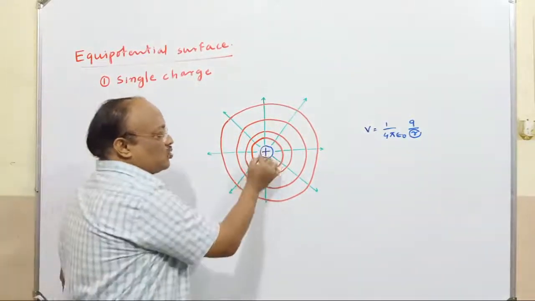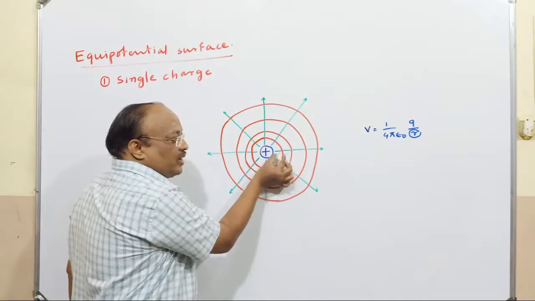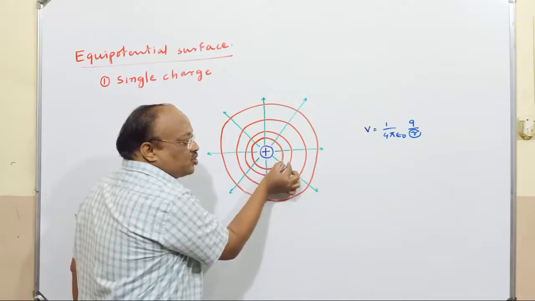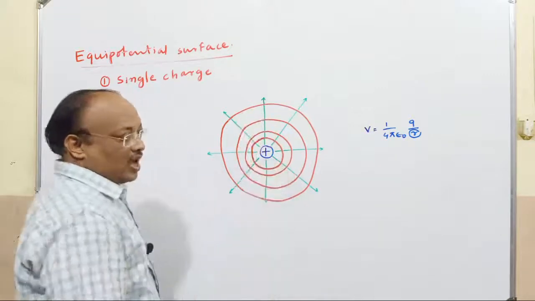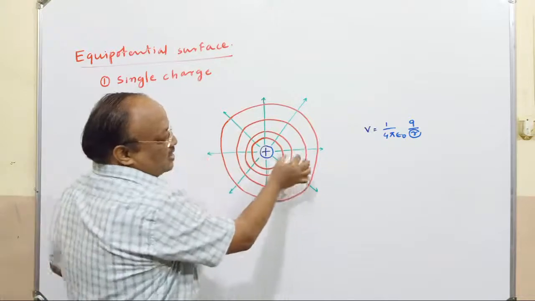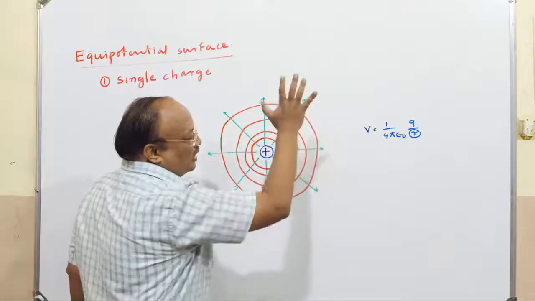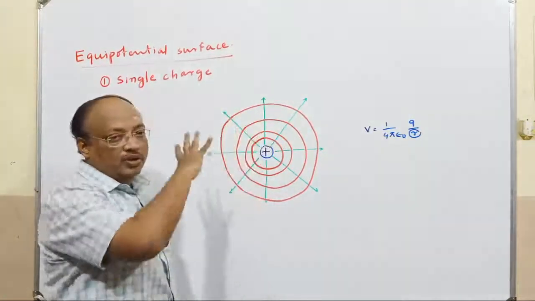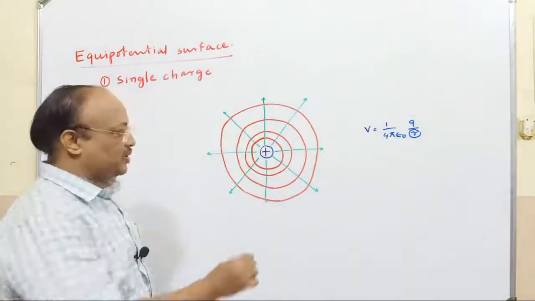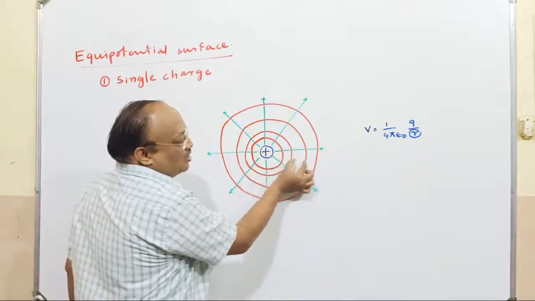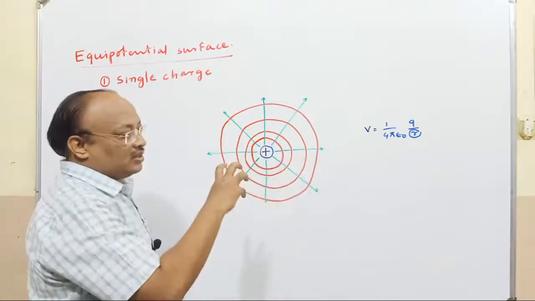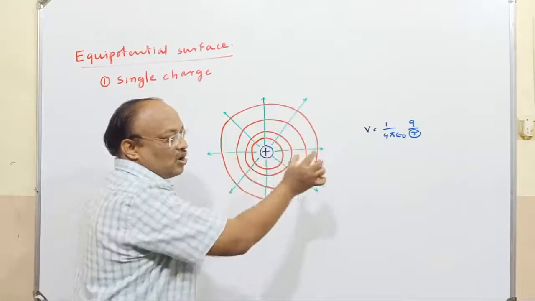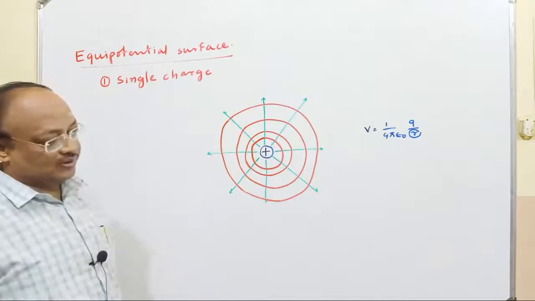Close to the charge, the spacing between the equipotential surfaces should be very close. As we move away from the charge, this spacing goes on increasing. Exactly in this way you have to draw, then only you will get full marks. The spacing should be less here, and as you move away from the charge, the interspace between the equipotential surfaces should go on increasing.